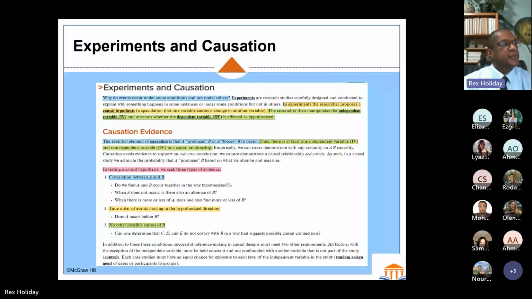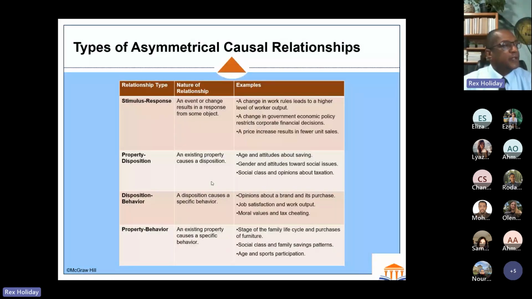Okay, so types of asymmetrical causal relationships. Relationship type, stimulus response, nature of relationship, and examples. A stimulus response: an event or change results in a response from some object. So something is acted upon and it causes a response. An example is a change in work rules leads to a higher level of work output. So now we're getting into something that's relevant to what this course focuses on, right? Research and development management.